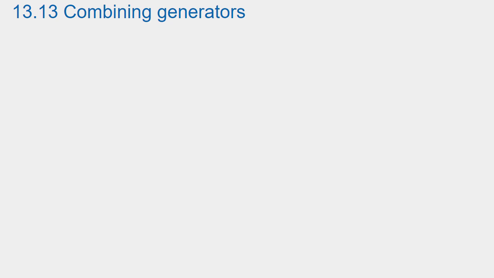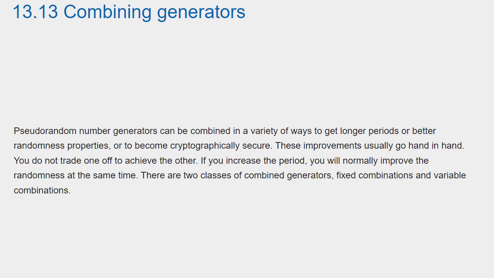Section 13.13. Combining generators. Pseudo-random number generators can be combined in a variety of ways to get longer periods or better randomness properties, or to become cryptographically secure. These improvements usually go hand in hand. You do not trade one off to achieve the other. If you increase the period, you will normally improve the randomness at the same time.